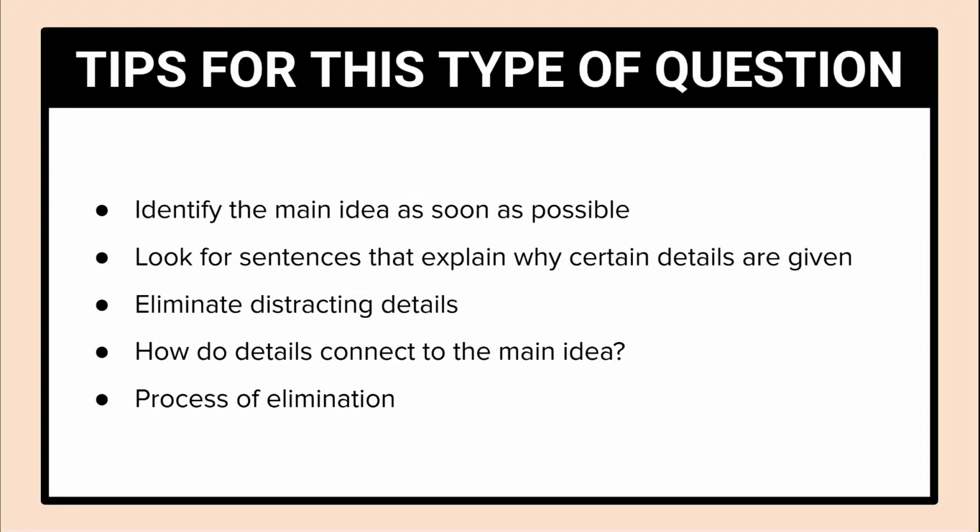Secondly, you want to look for details in sentences. So you want to explore why certain details are given. If you can understand why they're given, they can either be really good details that help you with your answer, or they can be distracting details. Which brings us to the next point of eliminating distracting details whenever possible.